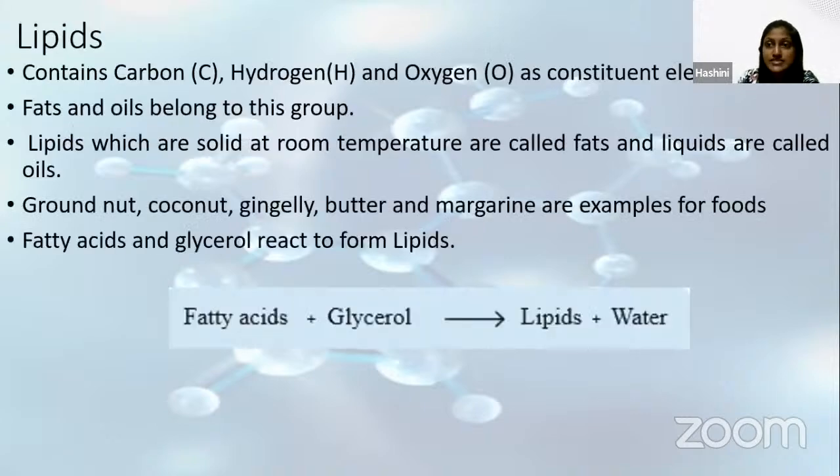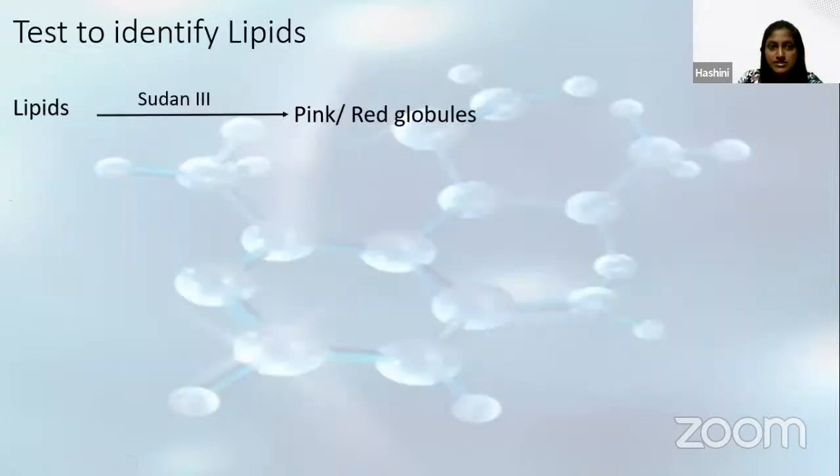Then we discuss the third biomolecule, which is lipids, right? The lipid also contains C, H, O, like the carbohydrate, but the oxygen is very small. The proportion of oxygen is less than in the carbohydrate, right? There are two groups we discussed: fats and oils. Fats means solid at room temperature, oils mean liquids at room temperature. And a lipid molecule is created by combining 3 fatty acids and glycerol, right? So we discussed these things.